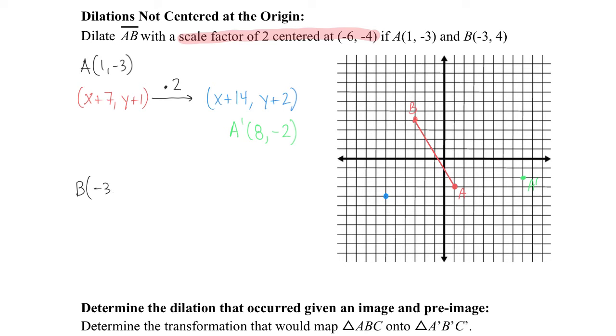B is at -3, 4. Now from the center, you can count this out. I'm going to go 1, 2, 3 to the right, and 1, 2, 3, 4, 5, 6, 7, 8 up. So I've got 3 to the right and 8 up. Okay, I'm going to multiply that times 2. And so instead of going 3 to the right, I'm going to go 6 to the right. And instead of going 8 up, I'm going to go 16 up.